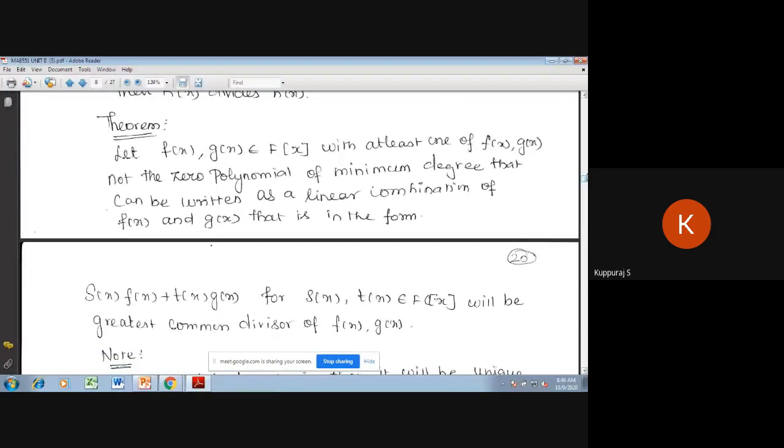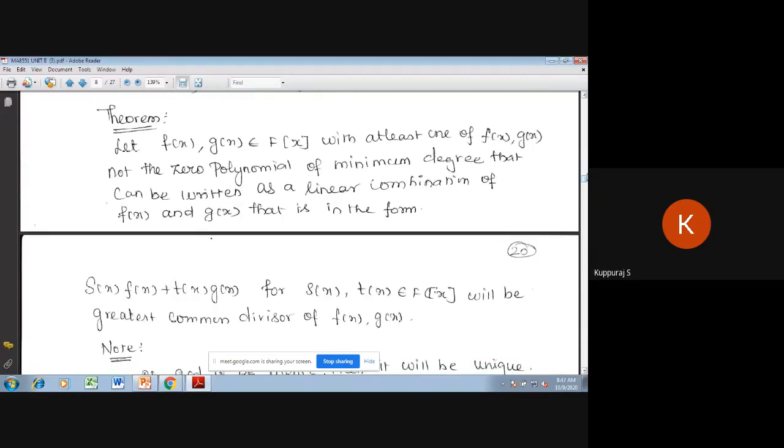Let f of x comma g of x belong to capital F of x with at least one of f of x comma g of x not the zero polynomial. The polynomial of minimum degree that can be written as a linear combination of f of x and g of x, in the form s of x into f of x plus t of x into g of x, is the greatest common divisor of f of x comma g of x. Okay, we don't need the proof of this theorem.